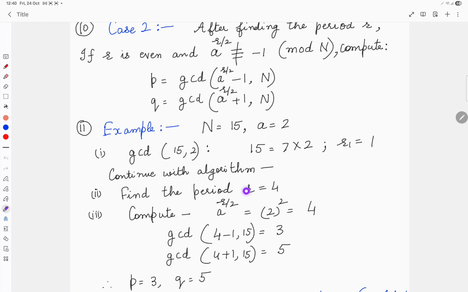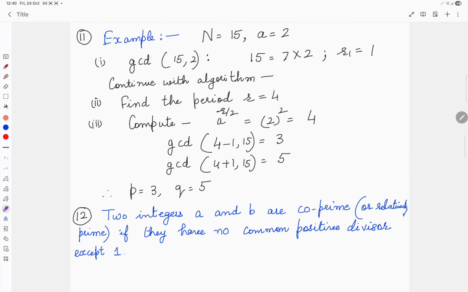So now that we know R also, we will find out two GCDs, and 3 and 5 will be our factors. P and Q will be 3 and 5. This is how Shor's algorithm will be used to find out the factors of a composite number.